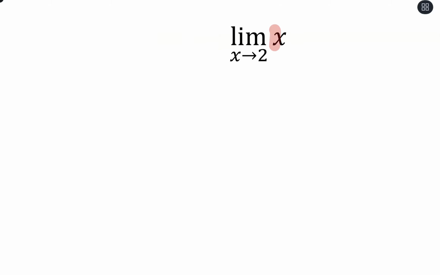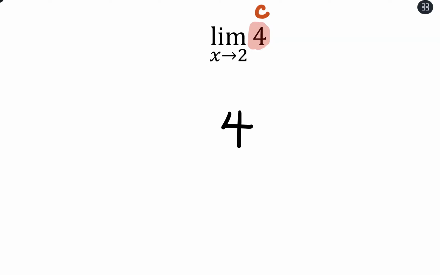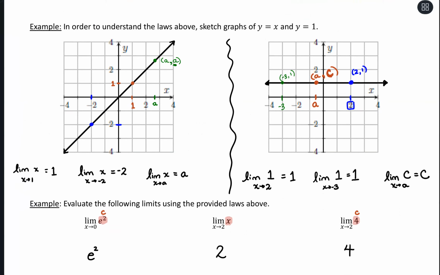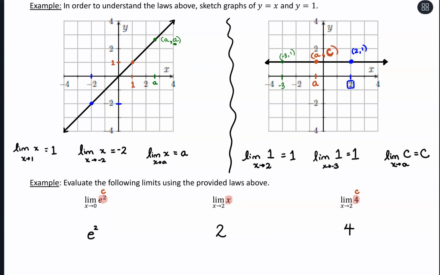Here we have just our function x, and because we know how y equals x behaves, we can just substitute in. If x is approaching 2, then we could just plug in 2 for x, and our limit would be equal to 2. Our last one here is more of an obvious constant. We're looking as x approaches 2, but it doesn't really matter with a constant function because absolutely everywhere our limit is going to be equal to 4. Okay, so that's the start to our limit laws. In the next video, we'll get some more to work with.